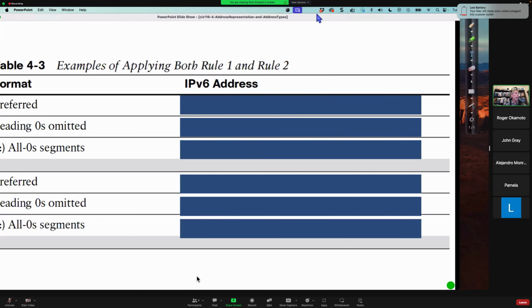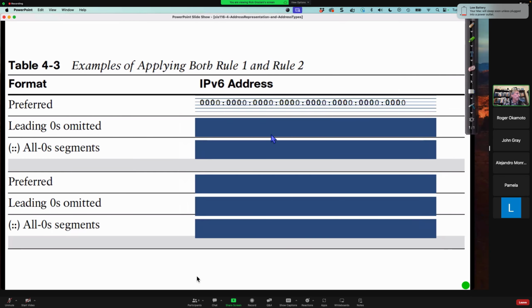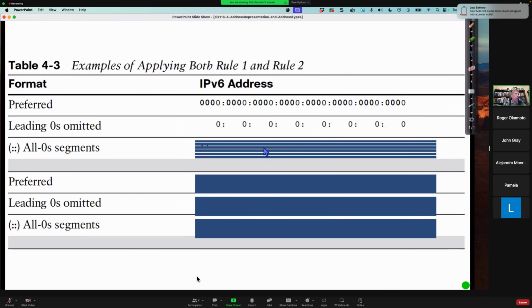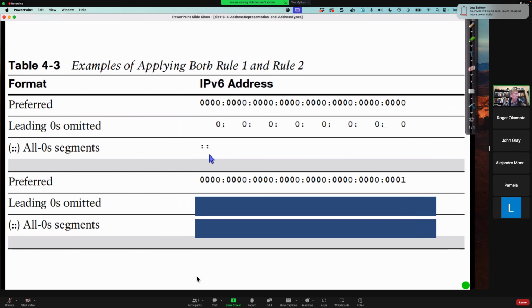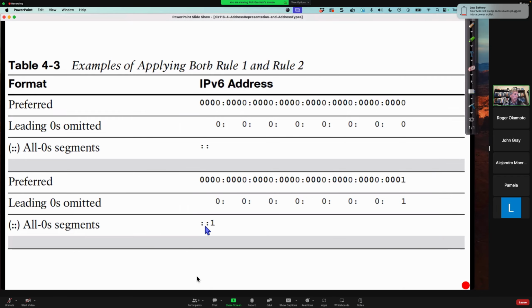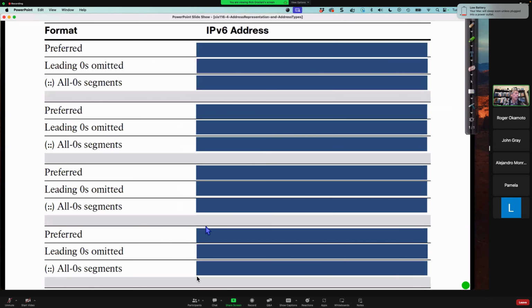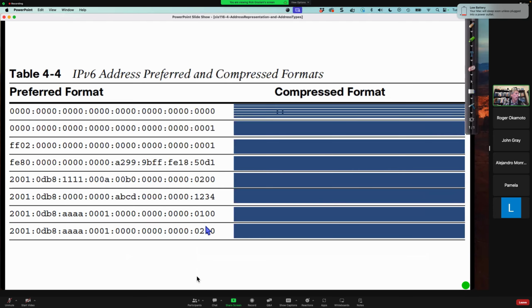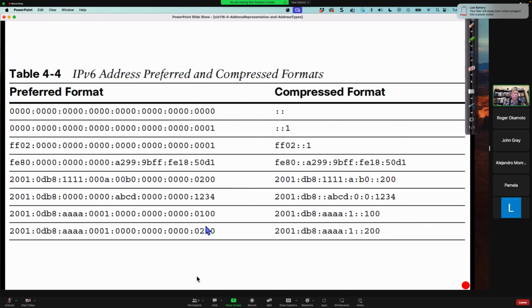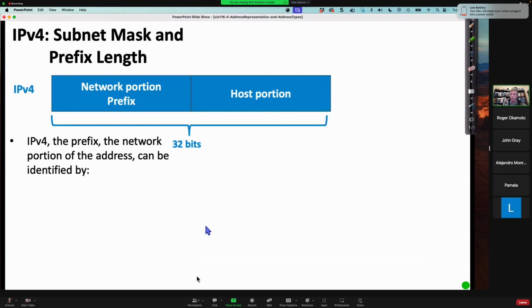That's where these examples are taken from, by the way, out of the book. This is showing removing leading zeros and then also doing the double colon. So this would be omitting the leading zeros, and this would be with the double colon. This will make more sense when we go through more examples a little later, when we get into the addressing.